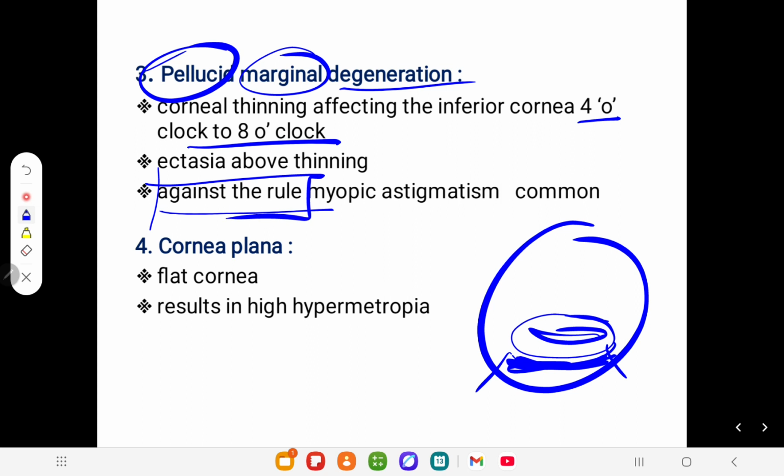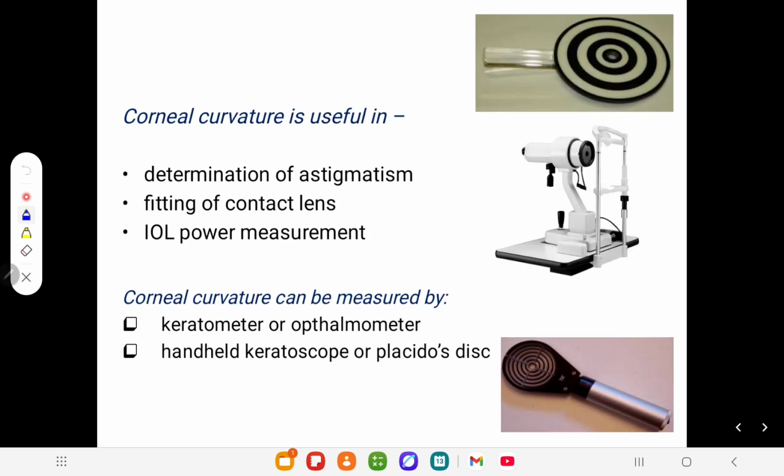Okay, MCQs. Which type of astigmatism will you see in pellucid marginal degeneration? This is a common question: against the rule astigmatism. Corneal plana, which is flattening of the cornea, results in high hypermetropia. But unfortunately, I have never seen corneal plana in my clinical experience. I think because I'm young, I don't know, but I have never seen corneal plana on topography. Yeah, I have never seen it, but yes, it is there.